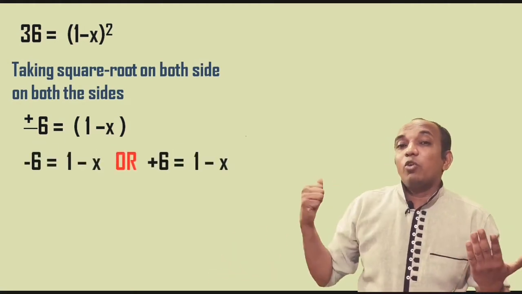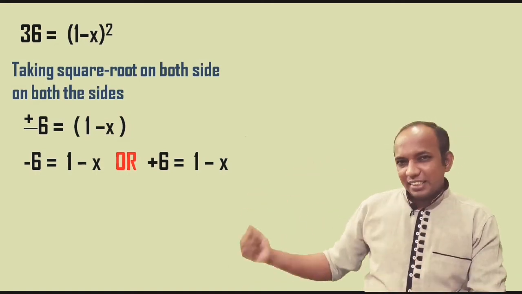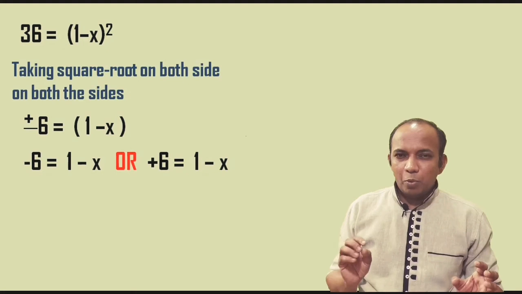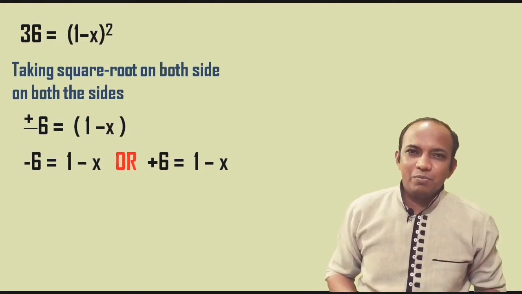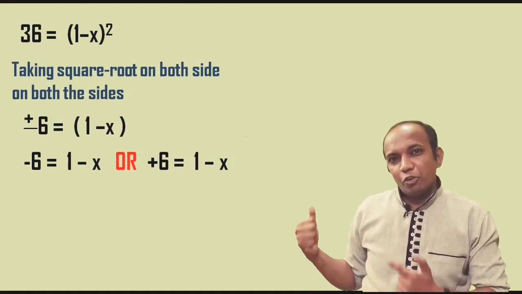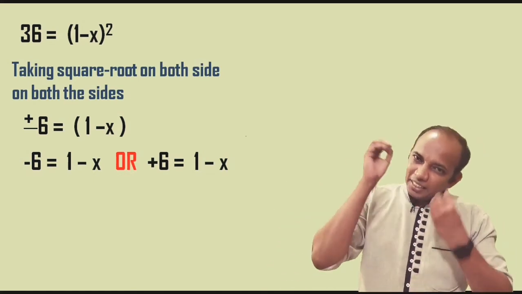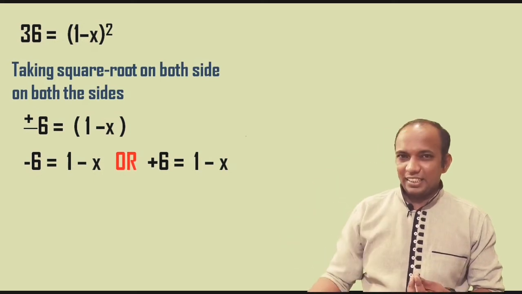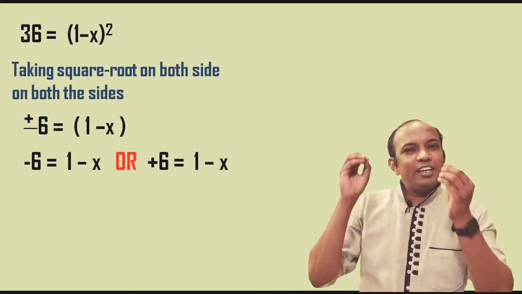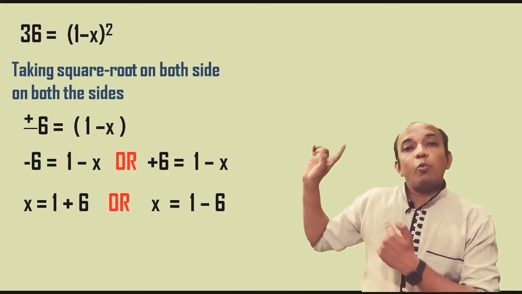Okay, what do we get? Minus 6 equals to 1 minus x, or plus 6 equals to 1 minus x. Now this time, if you observe the equation properly, x is in negative, right? So try to make it positive. How will you make that x positive? Of course, shifting to the other side, correct? The moment you shift x on the other side, at the same time you shift that 6 on the LHS to the RHS side. Okay, so what do we get? x equals to 1 plus 6, right? Or x equals to 1 minus 6.